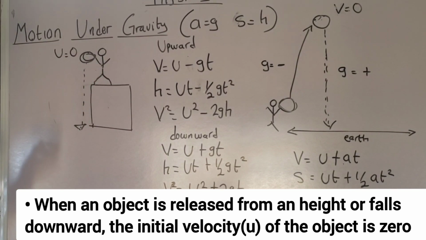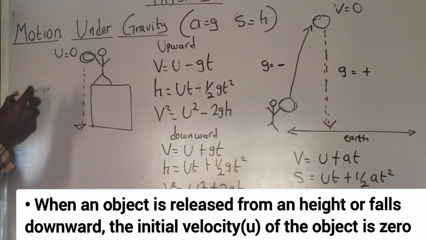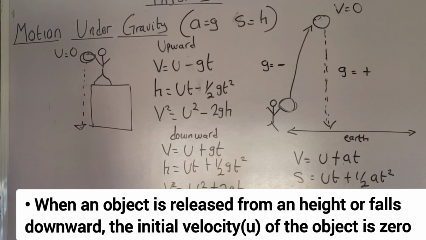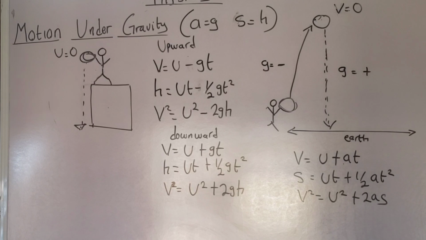Let me explain the reason. The reason is because the ball is being held before. Now, because we are dealing with motion under gravity, the initial velocity of the ball is equal to 0, and the reason is because the ball is falling downward. So when an object is released or falls downward, the initial velocity of that object is equal to what? 0. So that is the second condition.